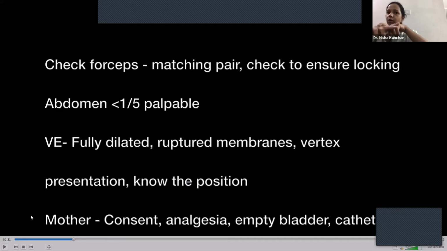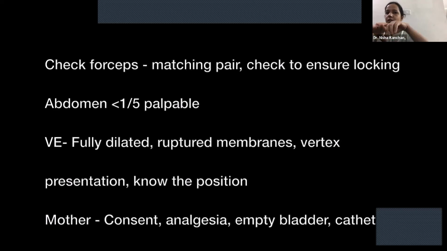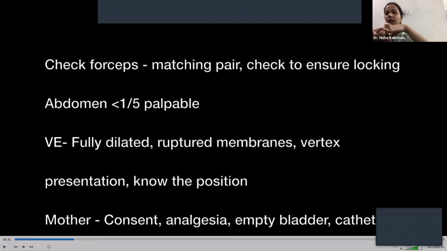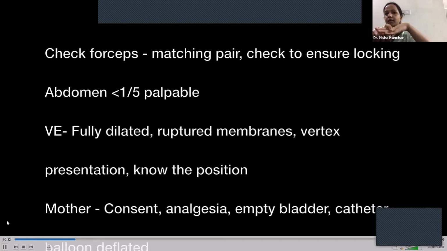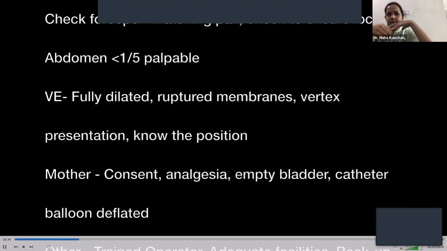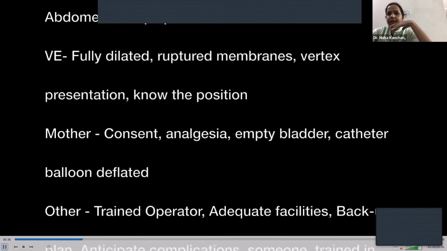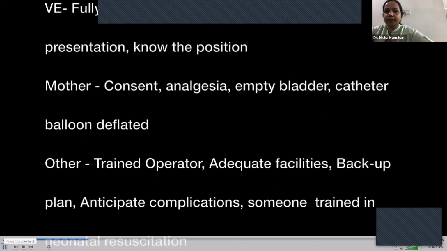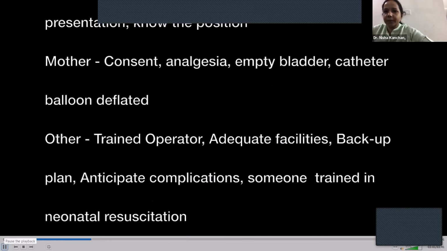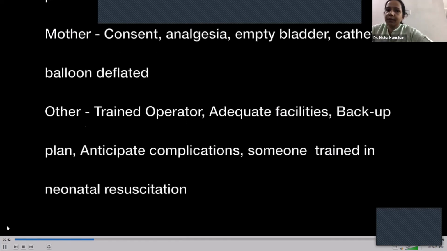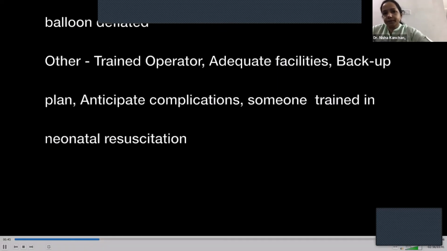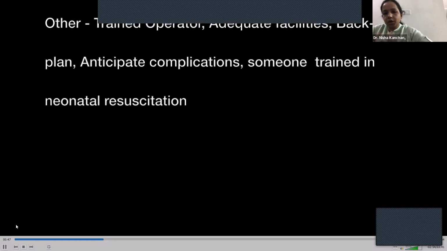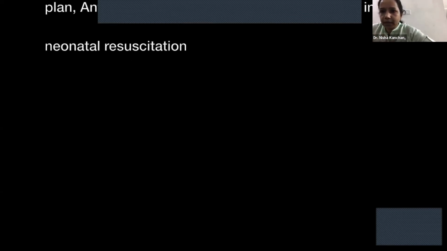In forceps, always do abdominal examination before vaginal examination. If you can feel the head abdominally, don't try a forceps delivery. Only if less than 1/5 of the head is palpable. Do a PV examination, confirm the cervix is dilated, LOA and ruptured membranes, and know the position, where the occiput is. Tell the mother what is happening. Empty the bladder. If there is a catheter, deflate the balloon. Always have a pediatrician and a backup anesthetist. Everybody should be involved. Okay. So see that all your checks and prerequisites are complete.